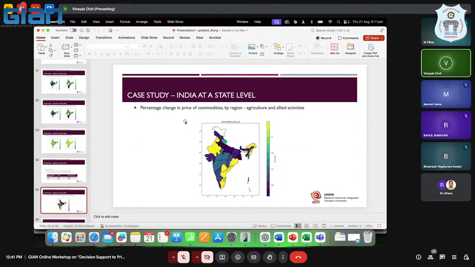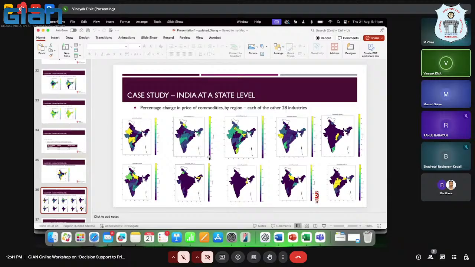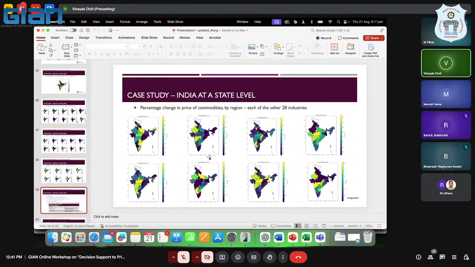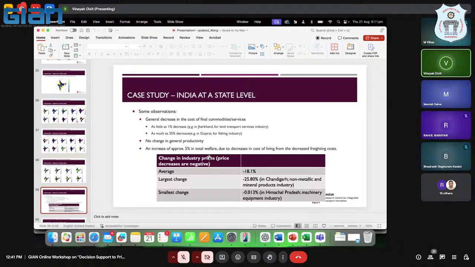So you can look at the impact on the prices for different commodities. This shows the percentage change in prices for agriculture and allied activities in different parts of the country. Gujarat had a big reduction in agriculture and allied activities because of increasing the speeds on railways. You can do a full analysis like this, and it helps you understand what the impacts on commodities are by region, what the impact on GDP is, what the impact on different metals is, etc.